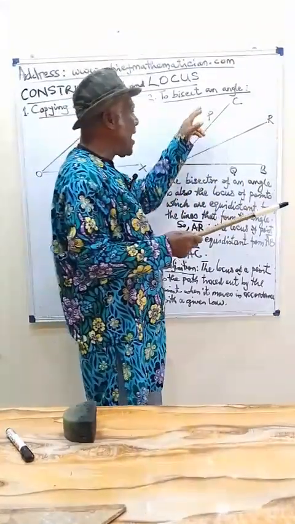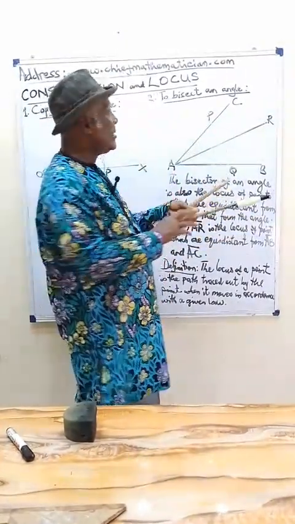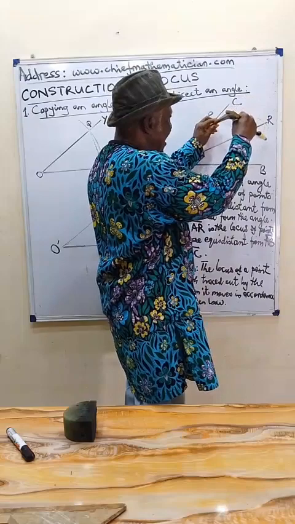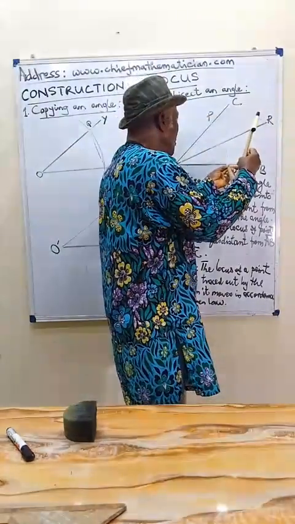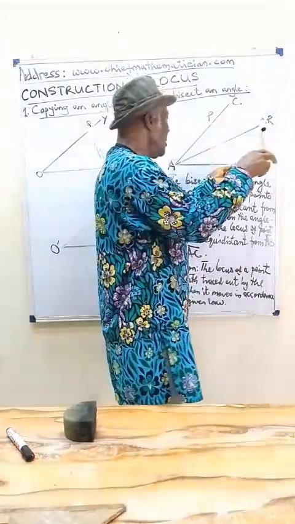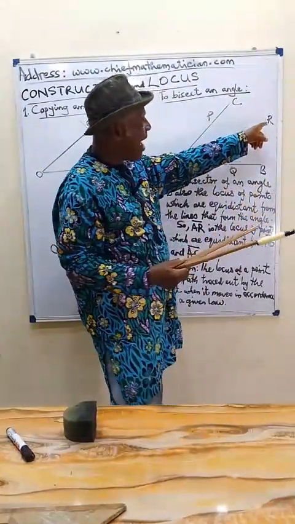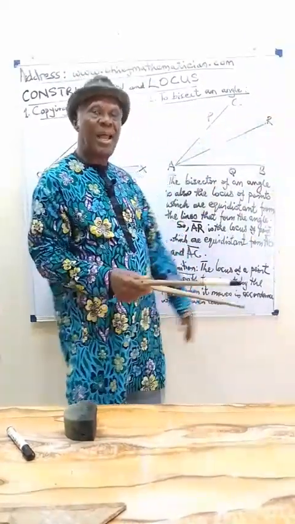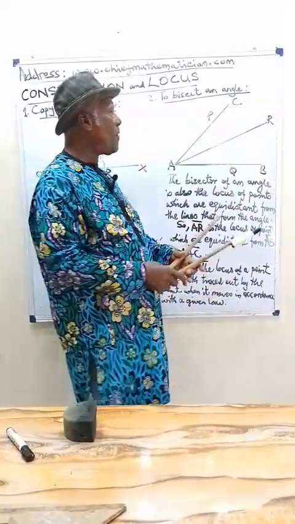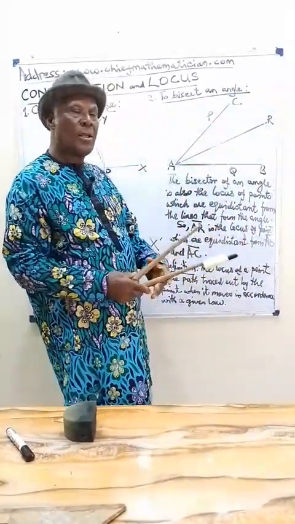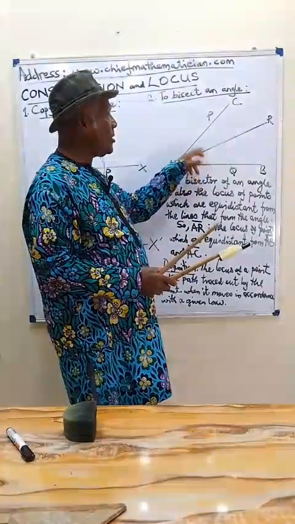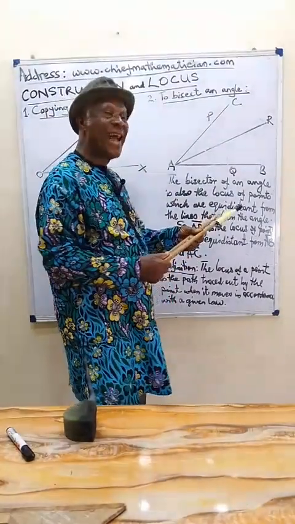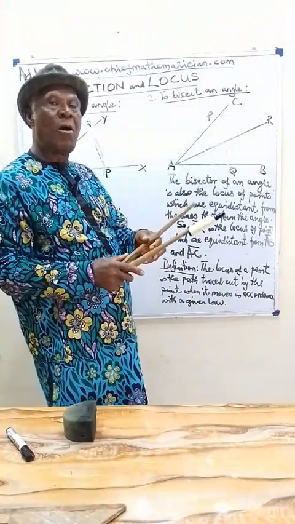Now, with P and Q as centers, you describe an arc this way, go to Q, and with the same radius, you describe another arc, and the two arcs cut at the point R. Join AR. AR is the bisector of angle BAC. If you measure the angles, you will see that they are the same, they are equal. That is how to construct the bisector of an angle.